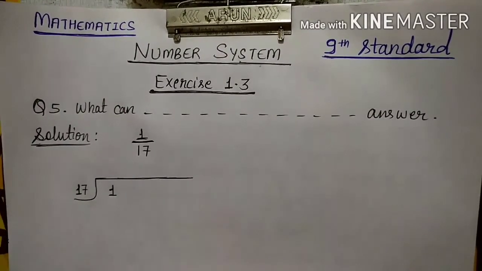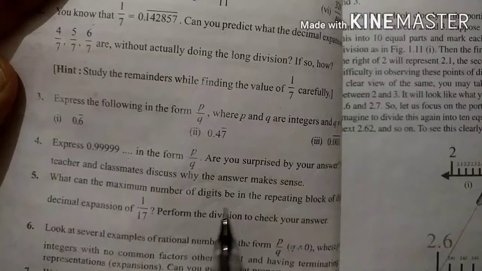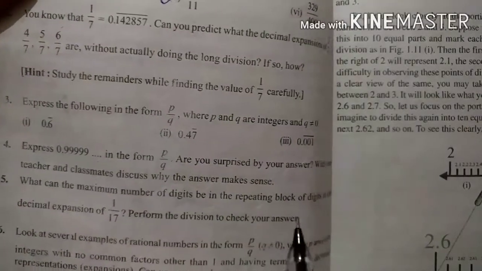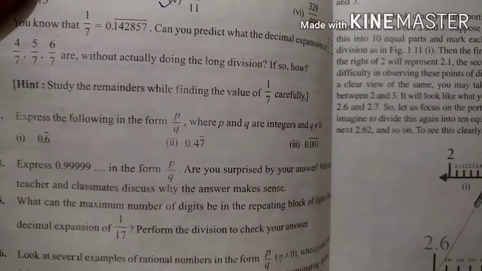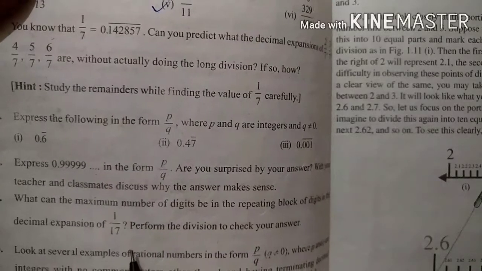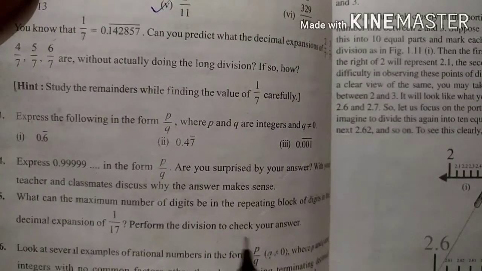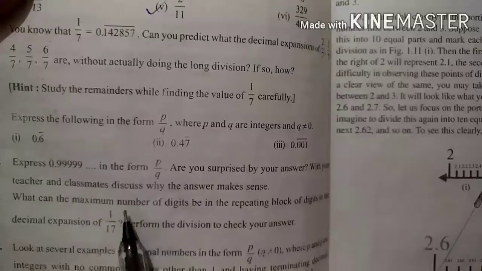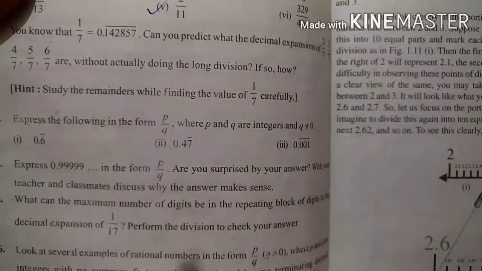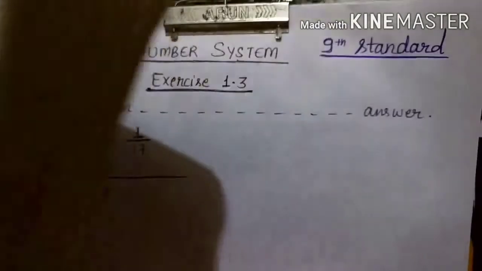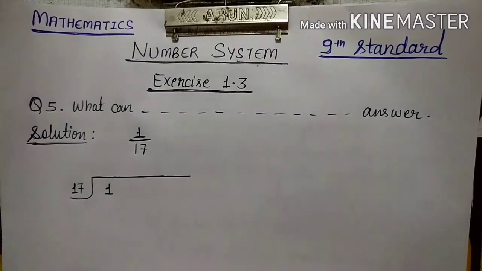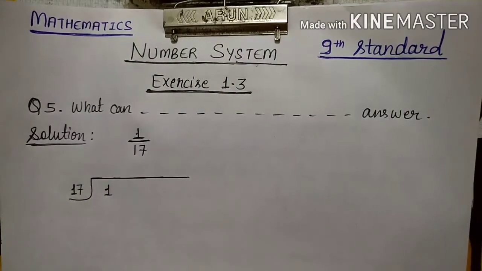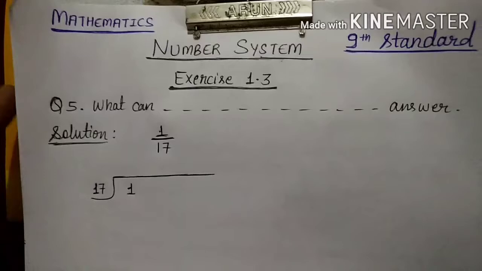So question number 5, exercise 1.3. In this question they are asking: what can be the maximum number of digits in the repeating block of digits in the decimal expansion of 1 upon 17? Perform the division to check your answer. So we have to divide 1 by 17 using the long division method, and then find out how many maximum digits there are in the repeating block. So let's solve this question.